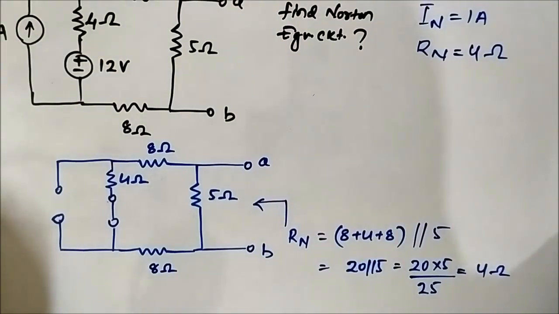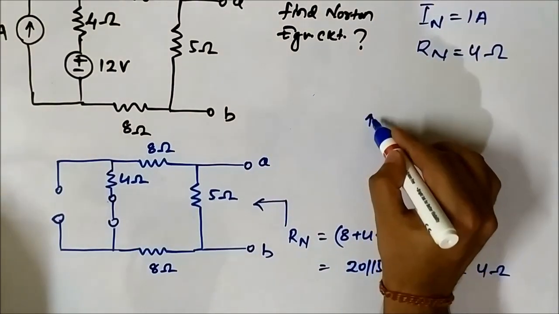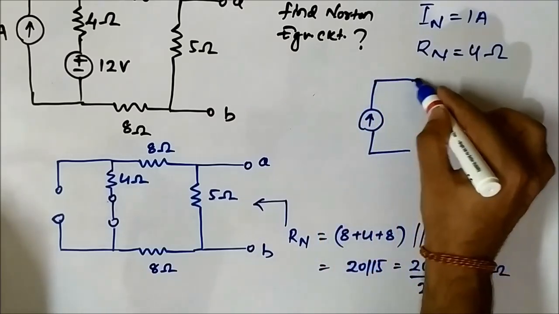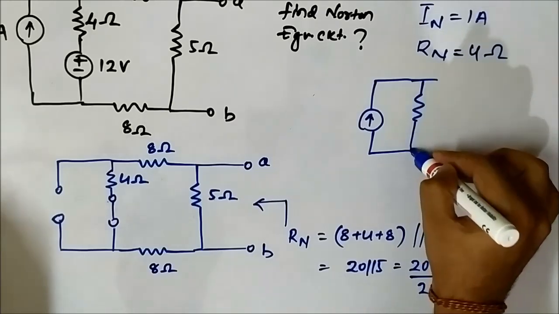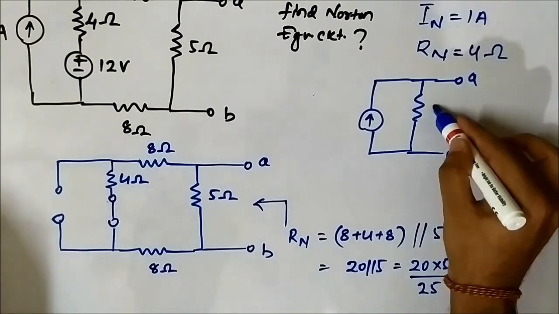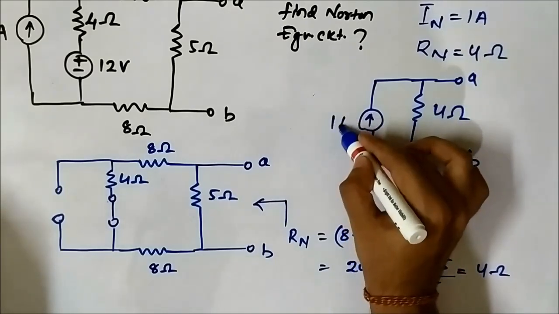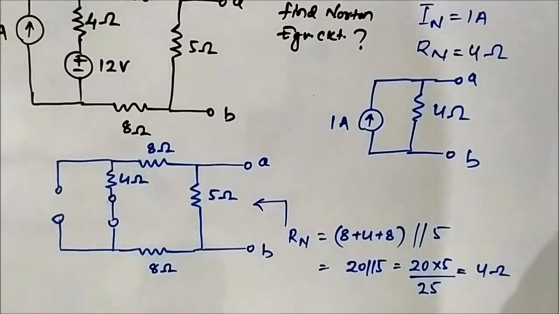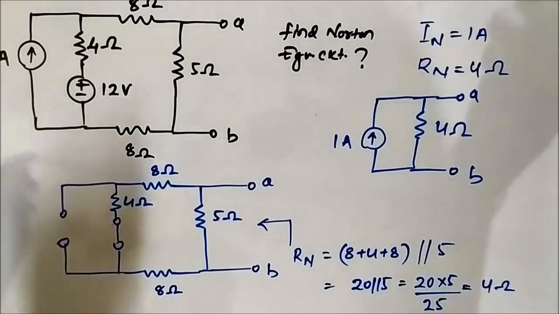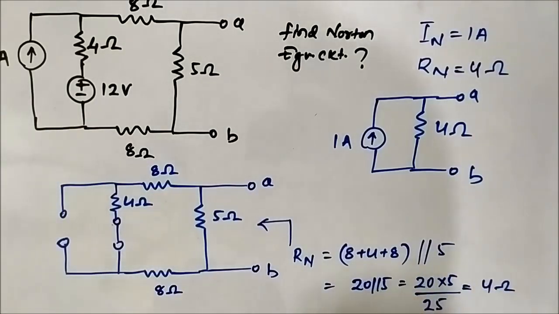So the Norton equivalent circuit is this: this is 4 ohm, this is 1 ampere. So this is the Norton equivalent circuit across these 2 points for this circuit. This is the first question which we have solved related to the application of Norton's theorem to electrical circuits.